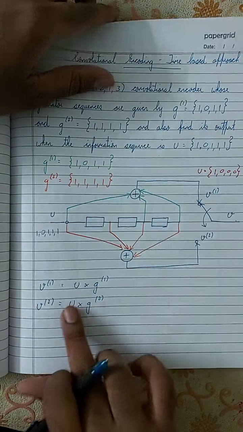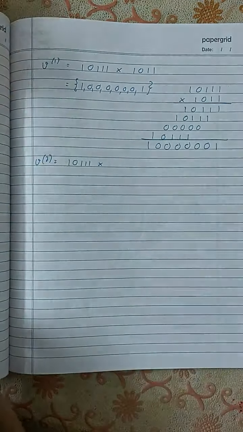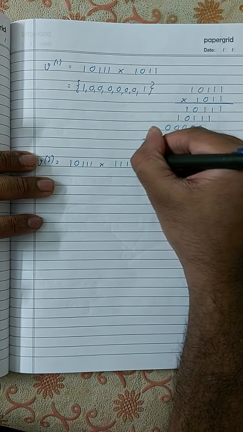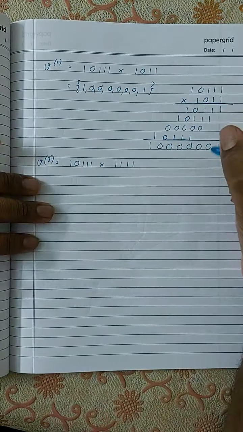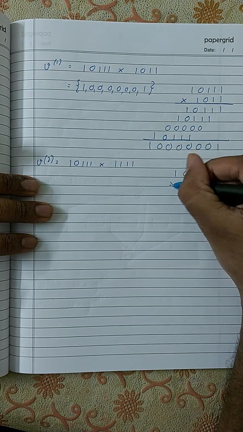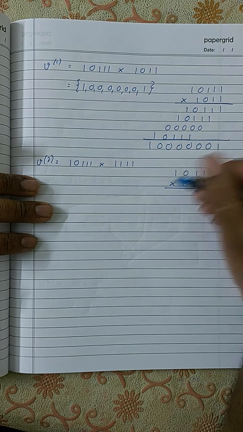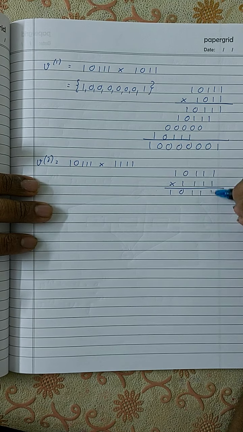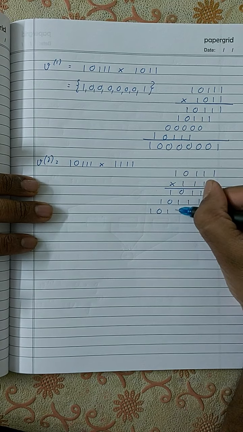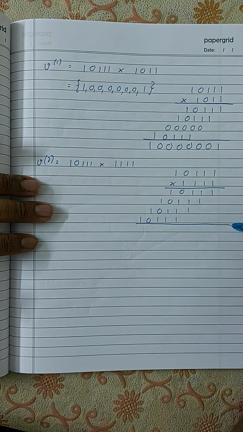What is the value of U? U is 1 0 1 1 1. And what is the value of G of 2? Value of G of 2 is 1 1 1 1. My goodness. So when I'm multiplying these two, I will get 1 0 1 1 1 into 1 1 1 1, and I have to write this thing 4 times: 1 0 1 1 1, 1 0 1 1 1, 1 0 1 1 1, 1 0 1 1 1, and then I have to sit and add all of them.